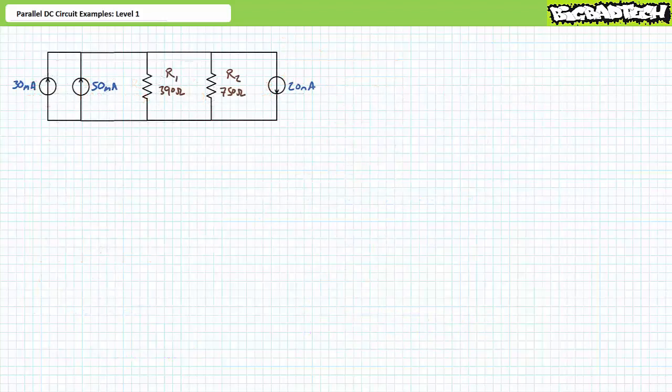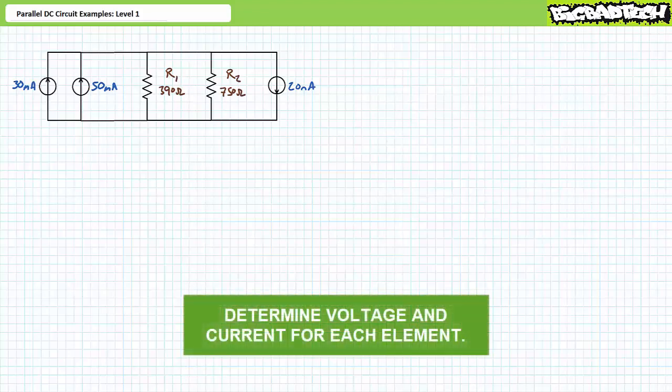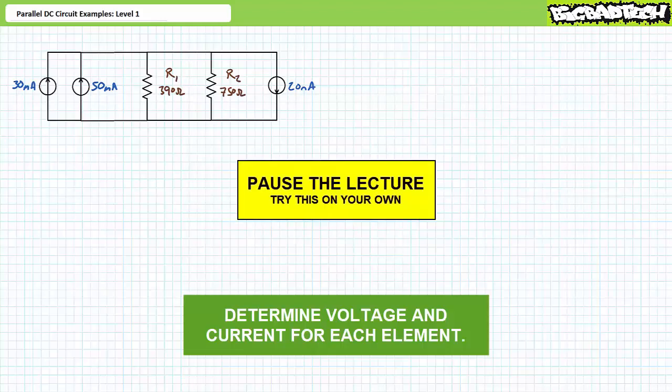Our last illustrated example features three current sources, one at 30 milliamperes, one at 50 milliamperes, and one at 20 milliamperes, in parallel with two resistors, R1 at 390 ohms and R2 at 750 ohms. For this last example, we're only being asked to solve for the voltage drop across each element and the current through each element. Now, before you rush off to perform your analysis, make sure to note the direction of travel for these current sources. By all means, pause the lecture and try this on your own. If you're tracking, you should have obtained the following results.